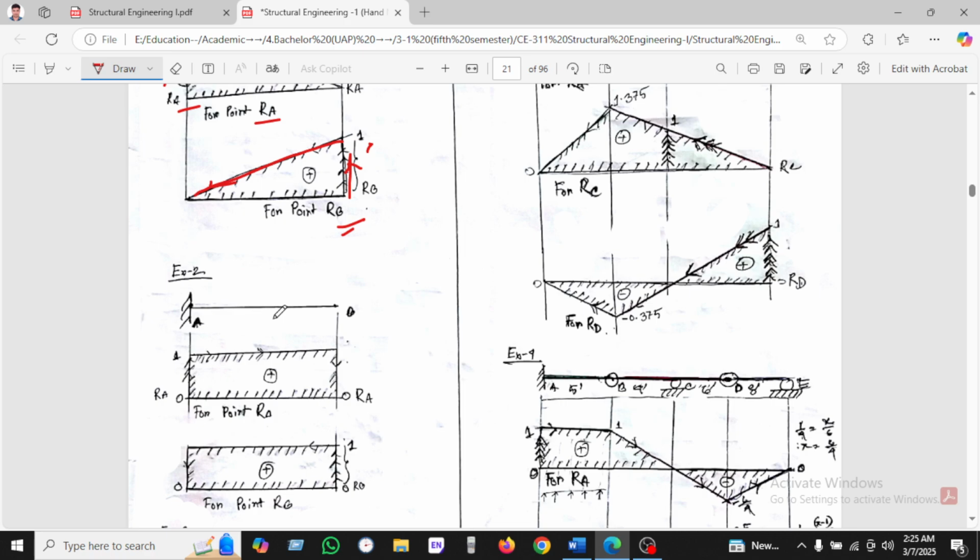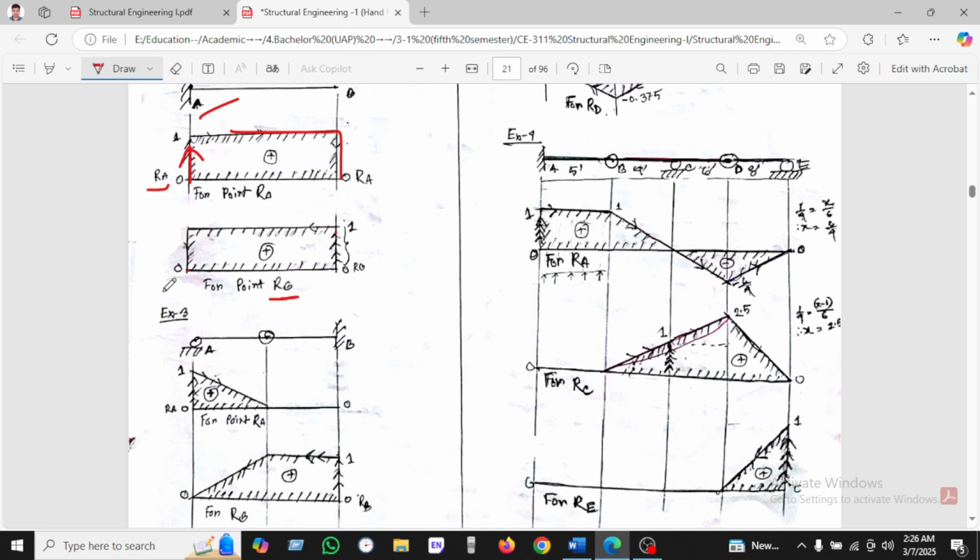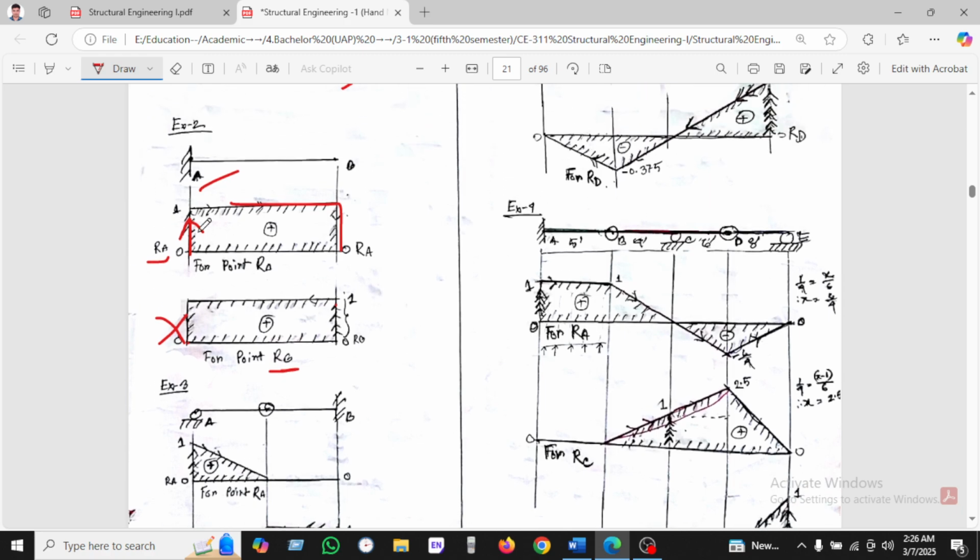Okay, so let's see another example here. If we calculate the reaction RA at this point, then we can move upward by one unit, and there are no other options. At point B, if we move upward, it will not be like that, but it will be like that. So these are not correct, I think, as there is a fixed support, and a fixed support will not allow any rotation. Okay.